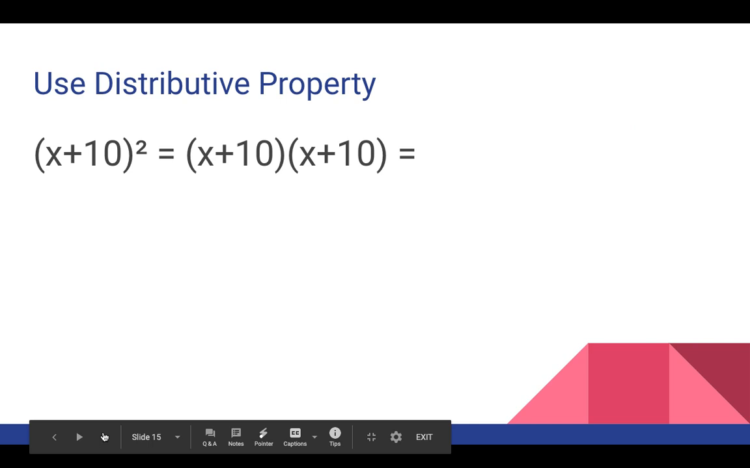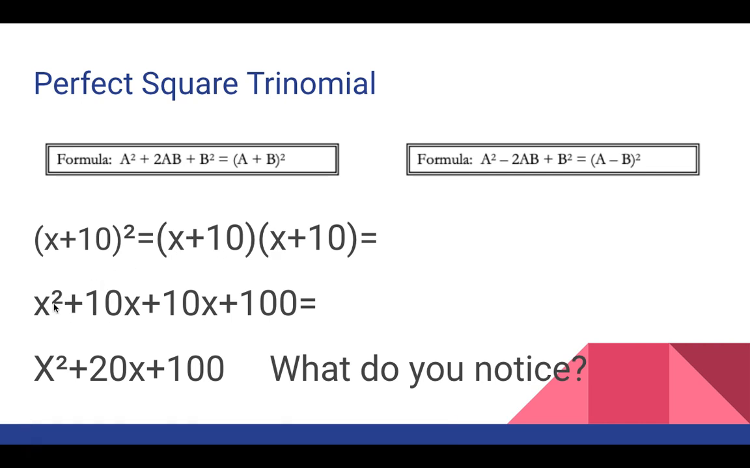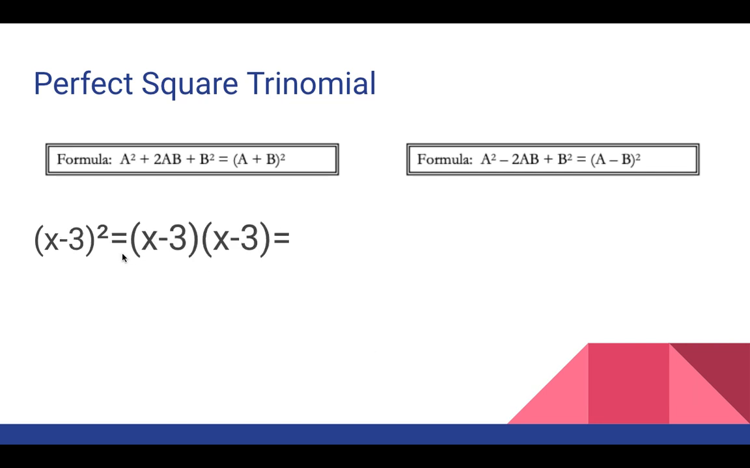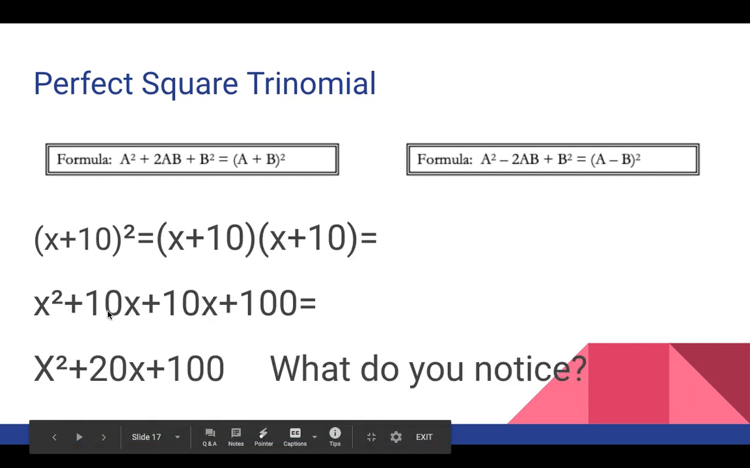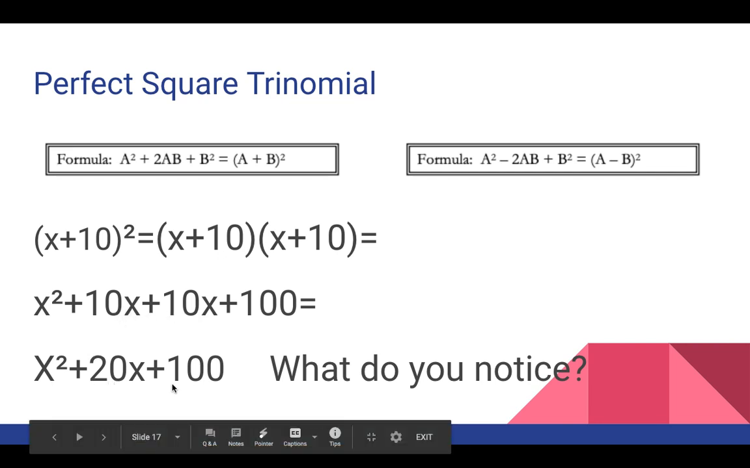Now I would like you to pause the video and use distributive property for x plus 10 squared, which is x plus 10 times x plus 10. Okay, so x plus 10 squared would be x times x, which is x squared, x times 10, which is 10x, 10 times x, which is 10x, and 10 times 10 is 100. You'd add those two middle terms together, and you get x squared plus 20x plus 100.